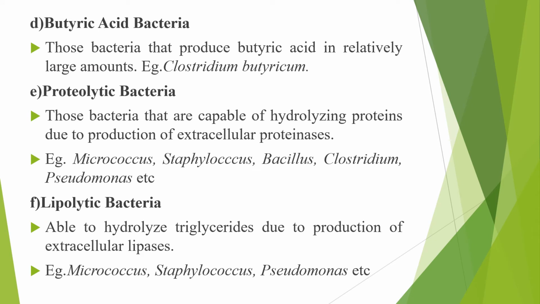Next group of bacteria is the butyric acid bacteria, and these are the group of bacteria that are able to produce butyric acid in relatively large amount. An example is Clostridium butyricum.